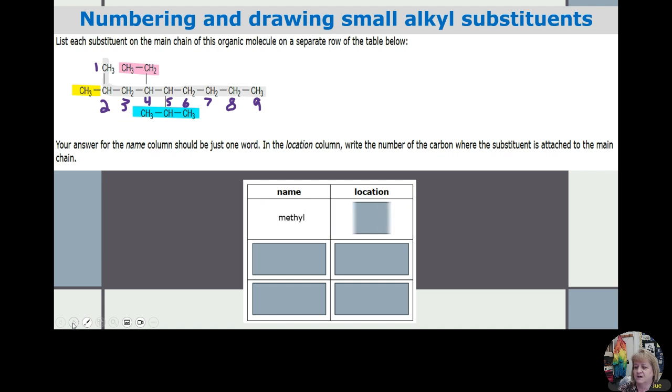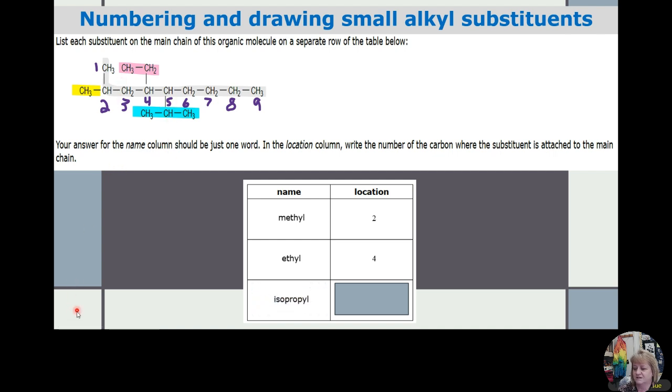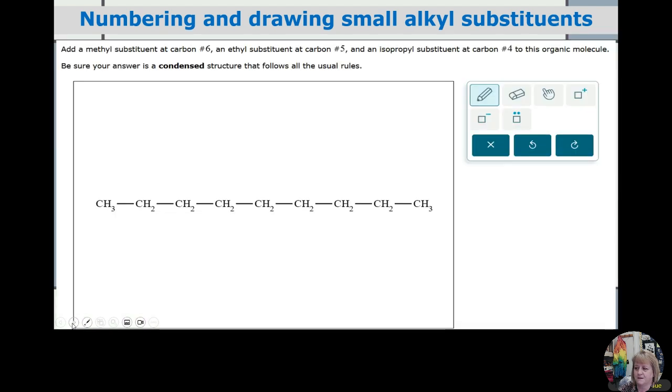My methyl group is coming off number 2. My ethyl group is coming off number 4. And I can just start counting what things are coming off. I'm not putting them in alphabetical order at this point. I'm just putting what's coming off as they come off. So my isopropyl is coming off number 5. Okay, so we're just identifying what's coming off at this point.